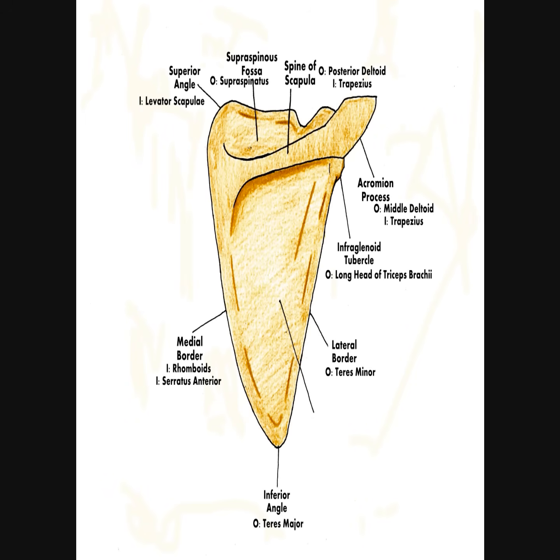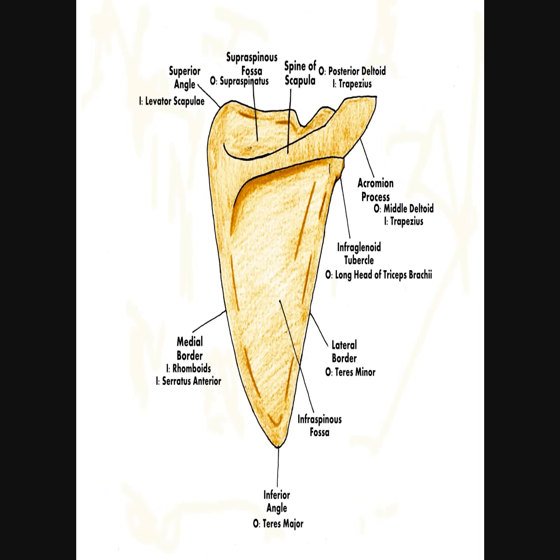Okay, so we have another fossa below the spine of the scapula. This is a pretty big fossa. It's a pretty big muscle. Because this fossa is below the spine of the scapula, it is called the infraspinous fossa. Infra means below, so it's below the spine.